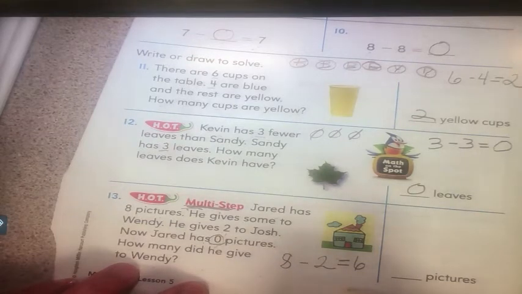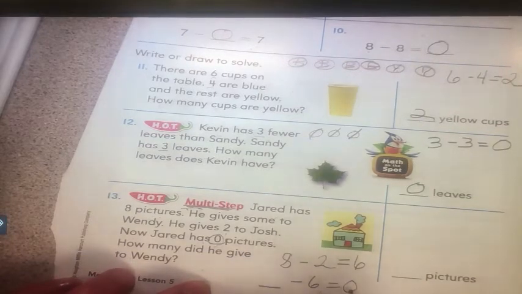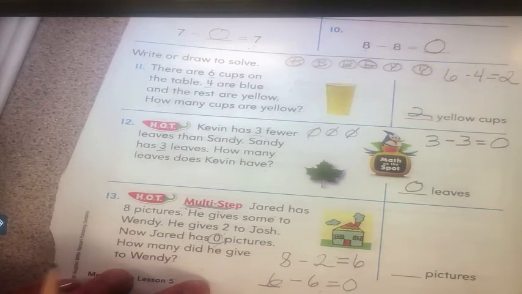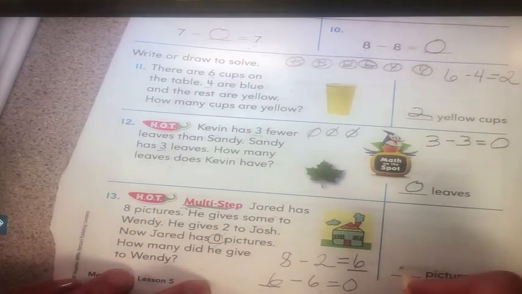Now he has 0 pictures. So you're going to set it up. These are Wendy's. Now he has 0. So what minus 6 equals 0? 6. So how many did he give to Wendy? 6.